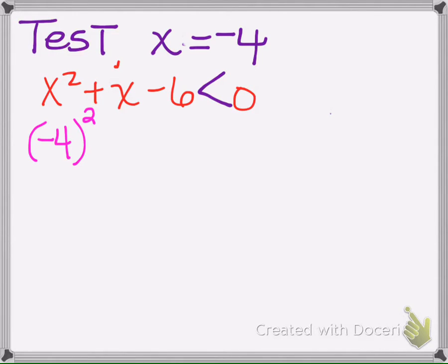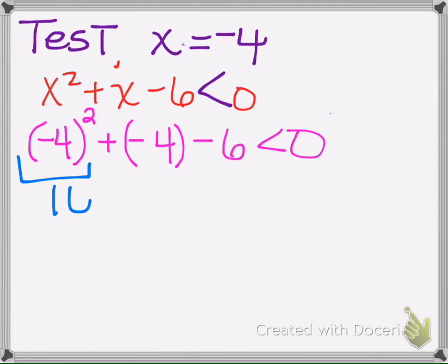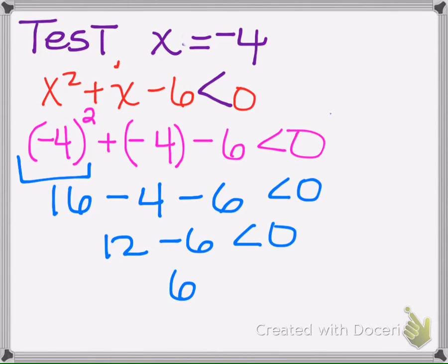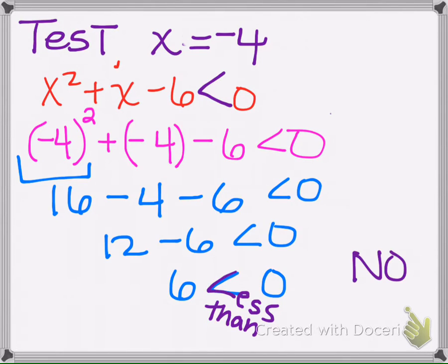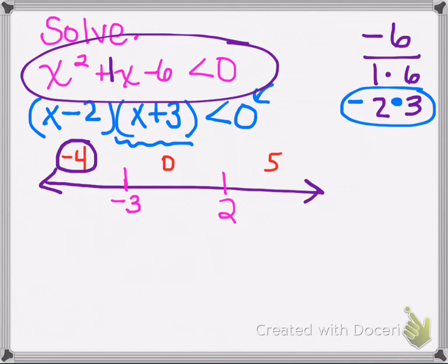Remember, when it has an exponent, I need parentheses. And I could put parentheses here as well if I want to, but I have to have it if it has an exponent like here. Okay, so then I plug it in. And we get 6. Is 6 less than 0? So remember, this looks like an L for less. Is 6 less than 0? No. So what that means is that we are not shading on this side.